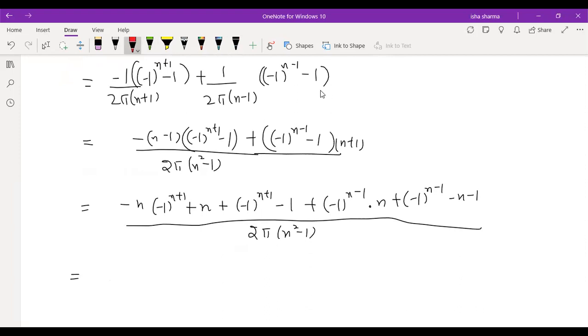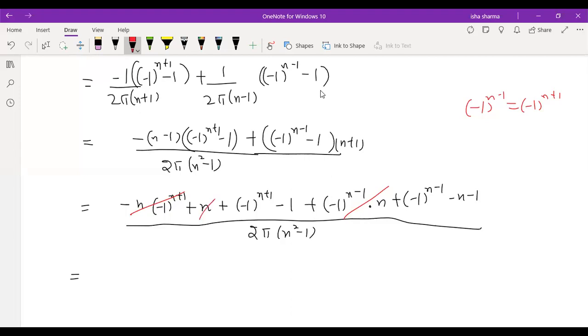Yeah, so this minus 1 raised to power n plus 1 or minus 1 raised to power n minus 1, because whatever is n plus 1 and n minus 1 are going to be of the same parity. Either both of them are even or both of them are odd. So minus 1 raised to power n minus 1 is exactly going to be same as minus 1 raised to power n plus 1. So these two terms get cancelled because there is an extra negative here.